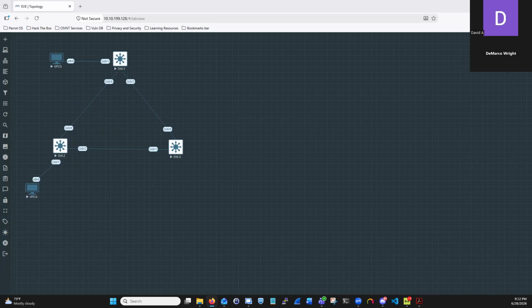So rapid spanning tree uses the term alternate port to refer to a switch's other ports that can be used if a root port fails. If we're talking about rapid spanning tree, an alternate port refers to a switch's other port or ports that can be used as the root port if the root port ever fails.